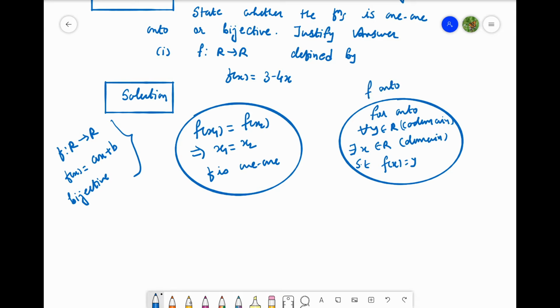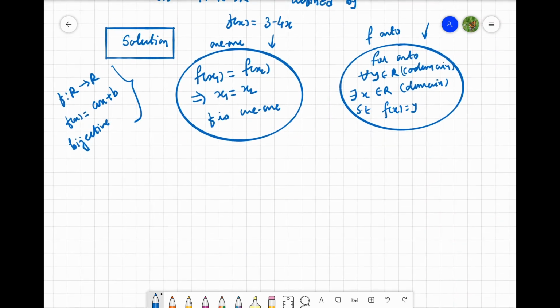So to prove one-one, we will show this thing. To prove onto, we will prove this one. For each y belongs to R, each element of the codomain, there exists x belongs to our domain such that f of x equal to y. So first let us prove f is one-one.